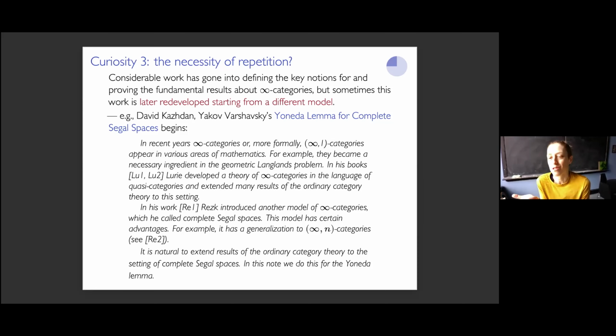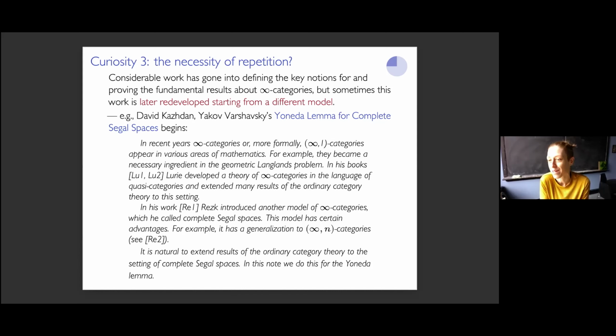And so therefore, there's this question: if you've proven a theorem in one model, can you use that theorem in another model? A famous example of this, maybe the most important theorem in category theory, is the Yoneda lemma. And there was a paper that appeared that reproved the Yoneda lemma, which had been proven in quasi-categories, in the complete Segal space model, in a different model. And so the question is, is this necessary? It's quite distressing if it is, because the experts will know that developing the theory of infinity categories in just one model is very hard.